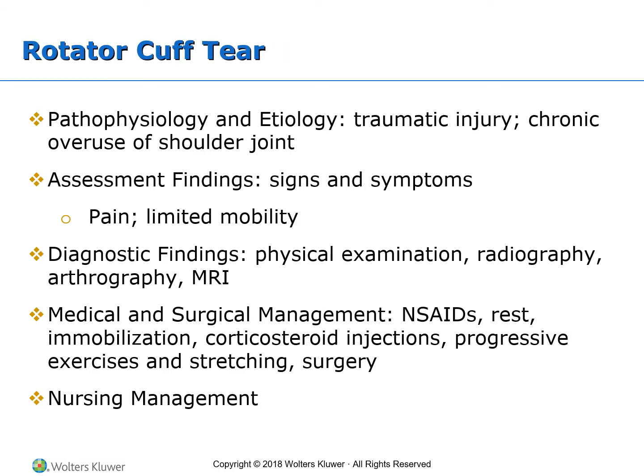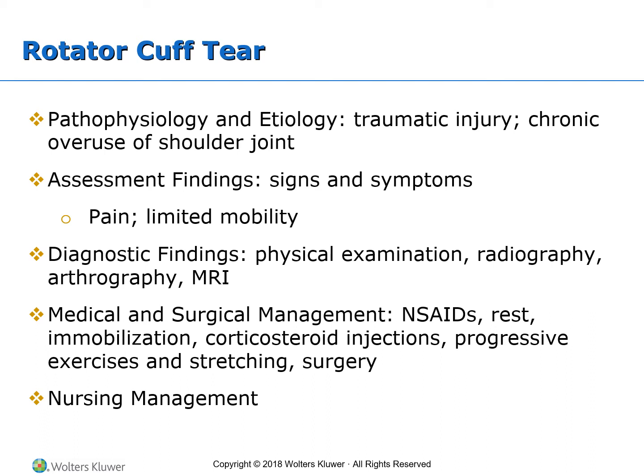The rotator cuff is made up of 4 muscles and their tendons that connect the proximal humerus, clavicle, and scapula, which in turn connect with the sternum and ribs. Rotator cuff injuries can occur as a result of a traumatic injury or from chronic overuse or irritation of the shoulder joint.